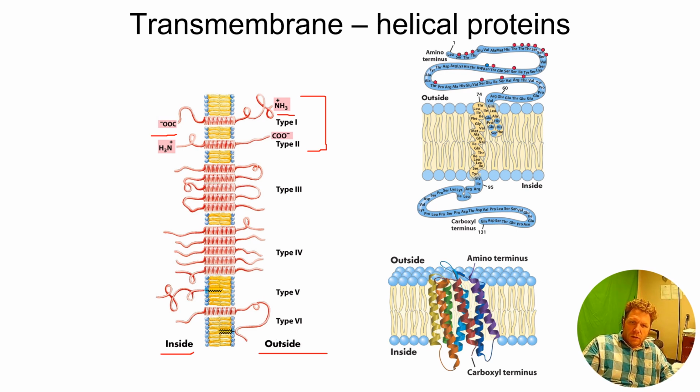Now if we go on to look at type 2 transmembrane proteins, the N termini of the protein is inside the cell, nearest the inner leaflet, whereas the C termini is on the outside. Okay, so type 1 and type 2 are basically just inversions of one another.